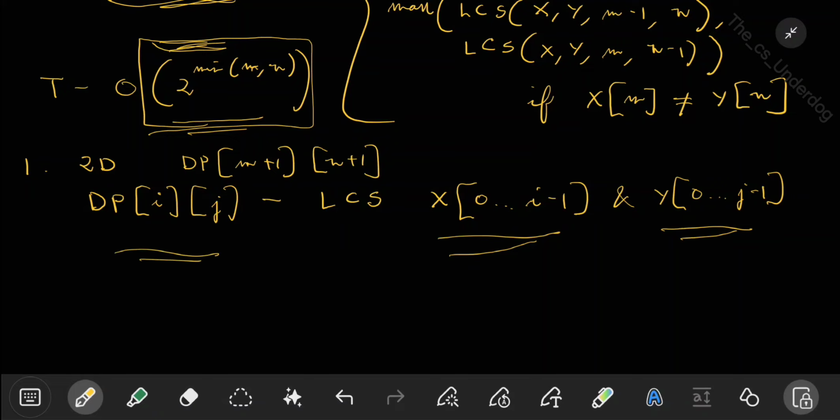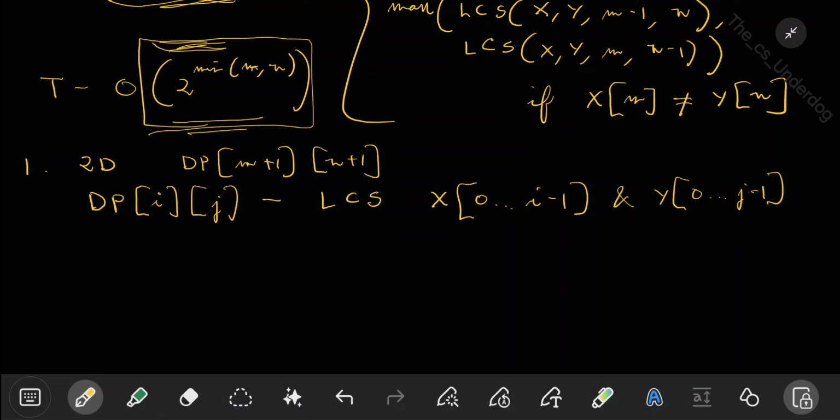In this matrix dp, any particular block dp[i][j] will represent the longest common subsequence possible if x has only the first i letters of x and y has only the first j letters of y. This is the basic idea.